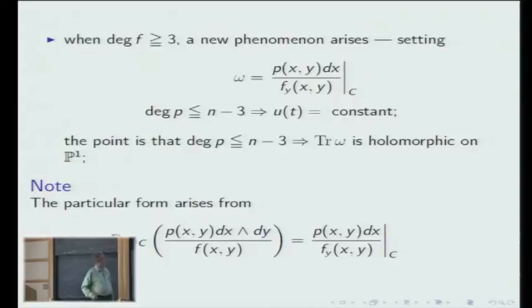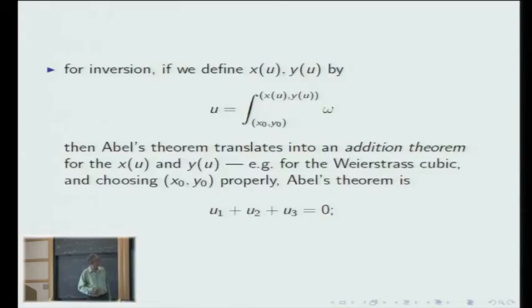When the degree of f is 3 or more, a new phenomenon occurs, in that in that case, when the differential is of this form, and I'll explain why things were taken of this form, this abelian sum is constant. The point is that with this degree restriction, the trace is a holomorphic differential on the Riemann sphere. There's no holomorphic differentials on the Riemann sphere. Okay? This particular form is because what people considered classically was the differential on the curve to be the residue of a differential in the plane with a first order pole on the curve. So that was the first point of Abel, that you look at abelian sums rather than the individual integrals.